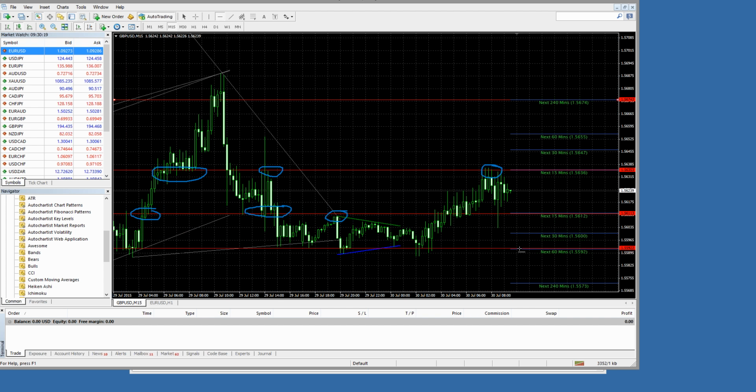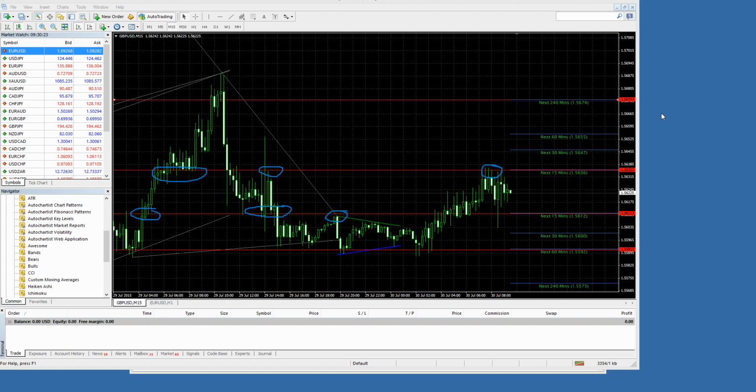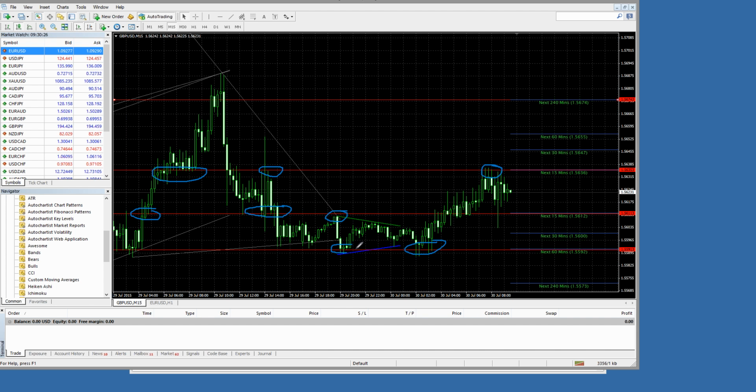So 30 minutes, not that much, but certainly the 60-minute level looks quite interesting, where there's volatility. There's a lot of consolidation actually happening at that 60-minute period. So the 155.913 level seems to be quite important.